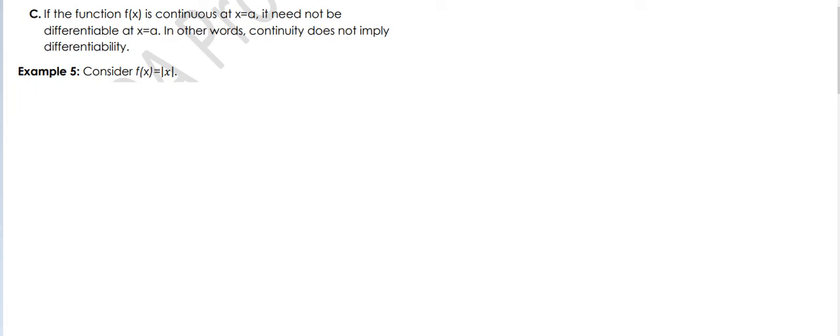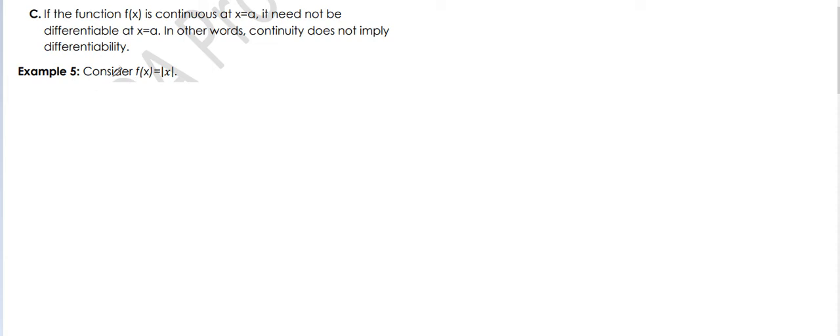Okay, this time we're going to have another relationship. So if the function f of x is continuous at x equals a, it need not be differentiable at x equals a. In other words, continuity does not imply differentiability. Okay, so ito yung kaibahan nung kanina. So parang opposite siya kasi kapag differentiable ang ating function, automatic continuous na. Pero in this case, kapag ang function ay continuous, hindi natin masasabi agad na differentiable ito.